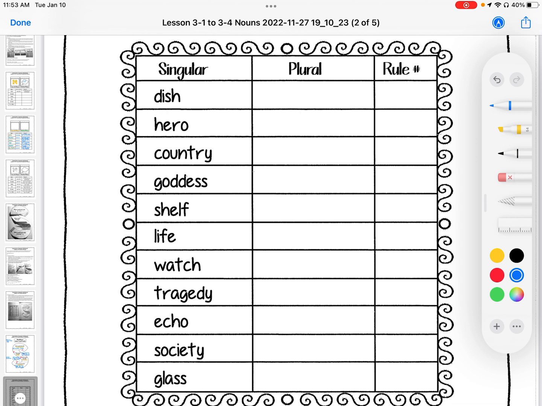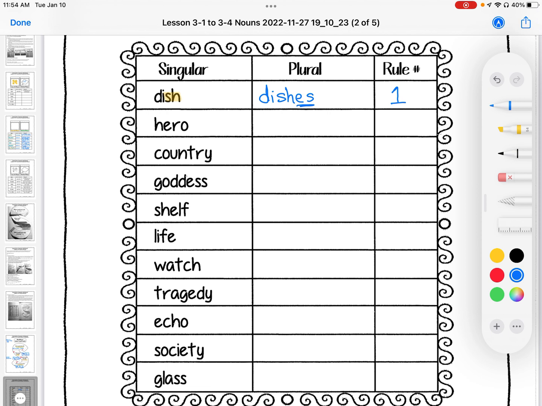So dish. Dish ends with an SH. So remember that rule 1 said that with words that end with S, CH, SH, X, or Z, we add an ES onto the end. So dish becomes dishes. We added the ES onto the end.